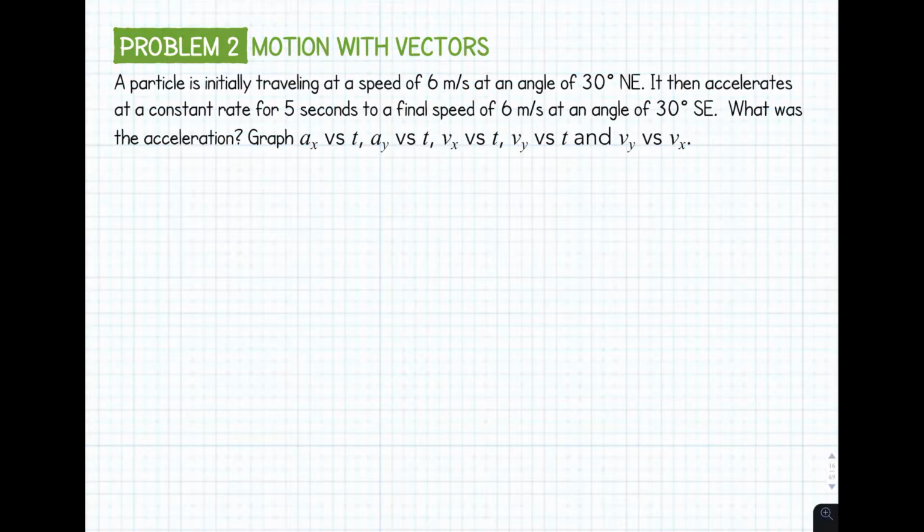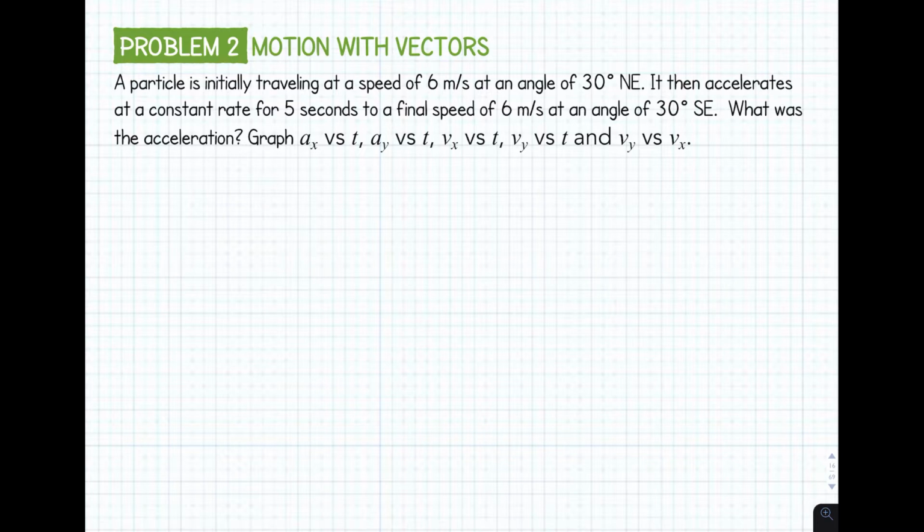So we have this particle that's initially traveling at 6 meters per second at an angle of 30 degrees northeast. It then accelerates at a constant rate for 5 seconds to a final speed of 6 meters per second, but in a different direction, so southeast. And we want to know the acceleration, and then we also want to graph acceleration, velocity, and time, and also velocity versus velocity. So in order to do this, this is a 2D problem where we're given initial velocity and final velocity and time, and we want to find acceleration. So we can set this up graphically, and we also can find the acceleration.